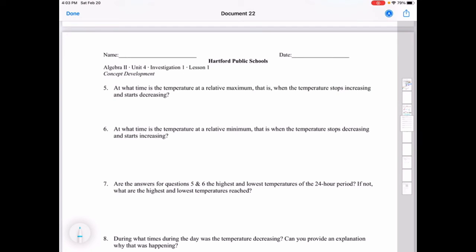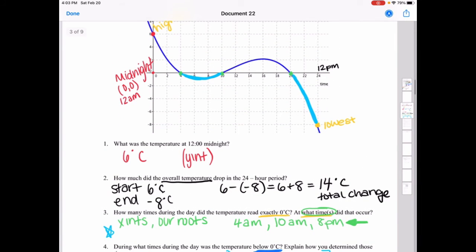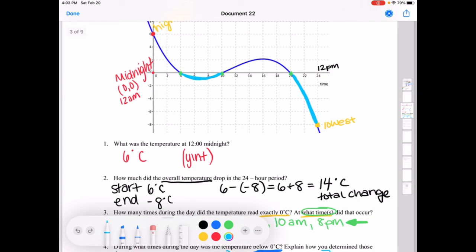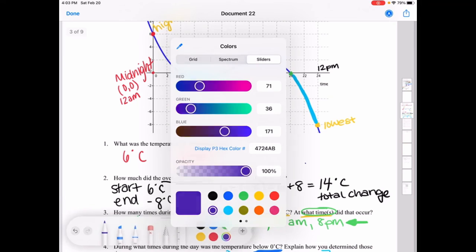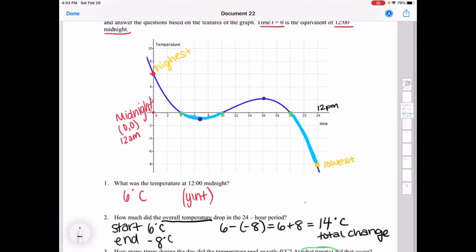Now it says, okay, well, what time is the temperature at a relative maximum? And the next question is a relative minimum. So we're looking for relative maximum and relative minimum. So I'm going to change colors again. Let's use purple because we haven't used that yet. So relative minimum or maximum, there's one right here. And there's one right here. And that is it. So this one is a relative min, and this one is a relative max.